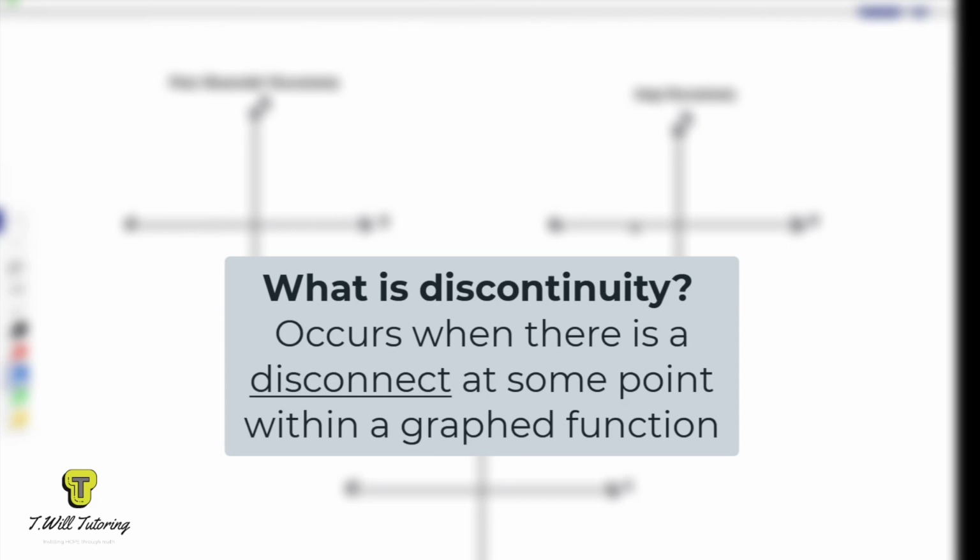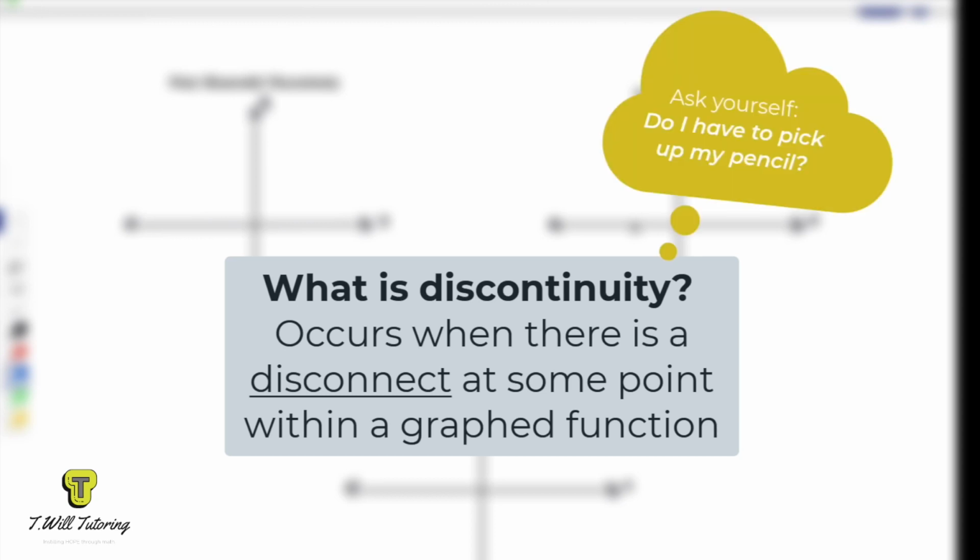Okay, so if we know what it means for a function to be continuous, what does it mean when a function is discontinuous? We're going to go into some examples. When we say a function is discontinuous, all we're saying is that there is a disconnect somewhere within our graph, meaning that if I was to draw this graph, at some point I would have to pick up my pencil in order to continue drawing it. So there are three types of discontinuities you'll see within calculus.